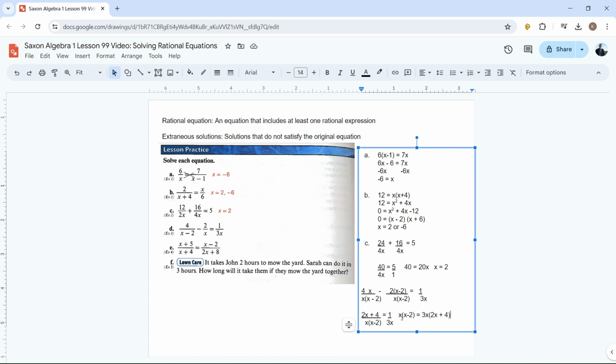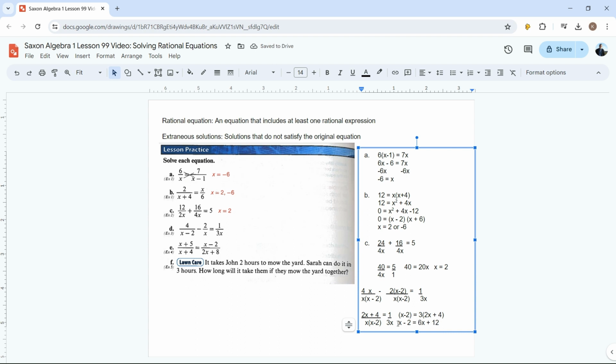I guess I could divide both sides by x. That would sure make things easier because I have an x on both sides of my equation. So if I divide this side by x and this side by x, it gets rid of that extra x. Actually, that's going to make things real simple. So now I have x minus 2 equals, I'm going to distribute the 3, 6x plus 12.